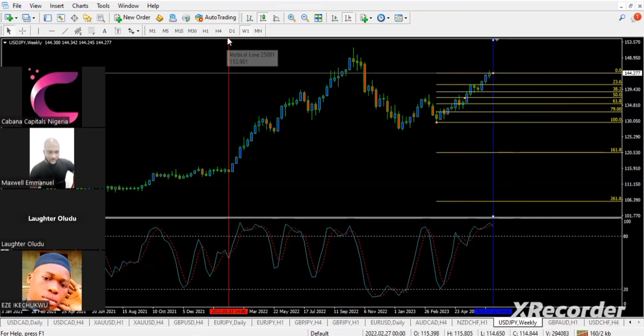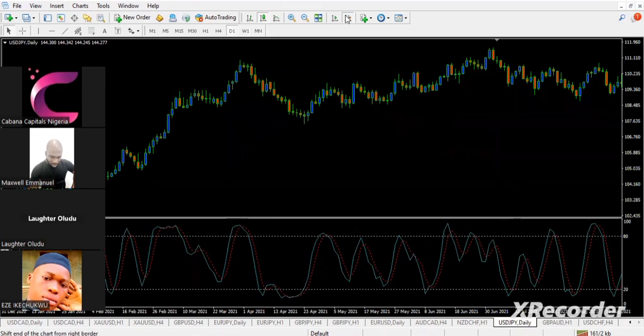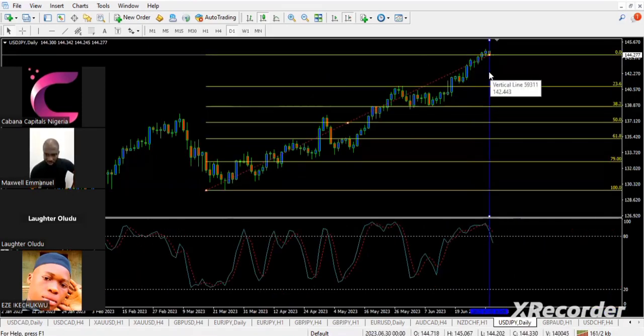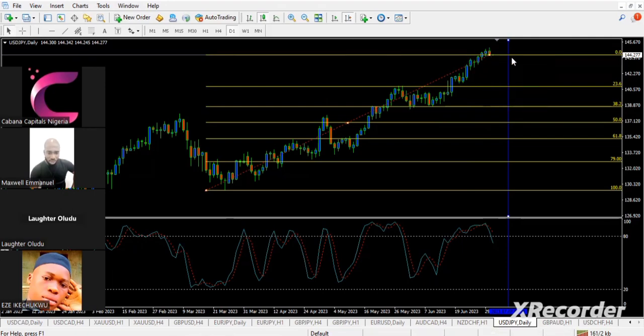So let's go down to daily. What do we have on daily? You can see on daily, this is a bearish setup. It's a spinning top. They hunted the stop loss at this level. You can see they hunted it on Friday. That was what they did. And last Friday, the candle closed bearish. If I'm to take any trade on USD/JPY, it would be a sell. I will sell to level 38.2 or level 50.